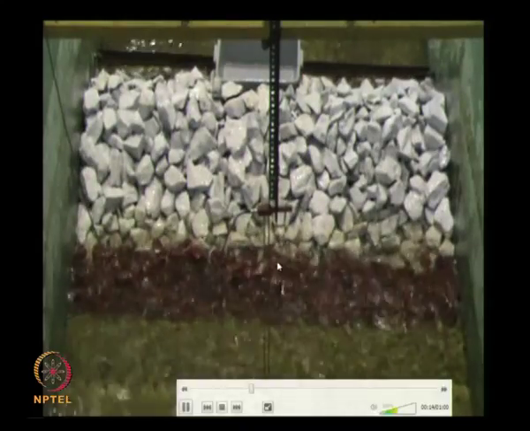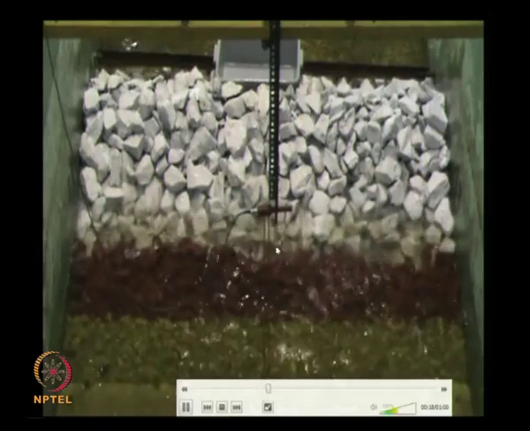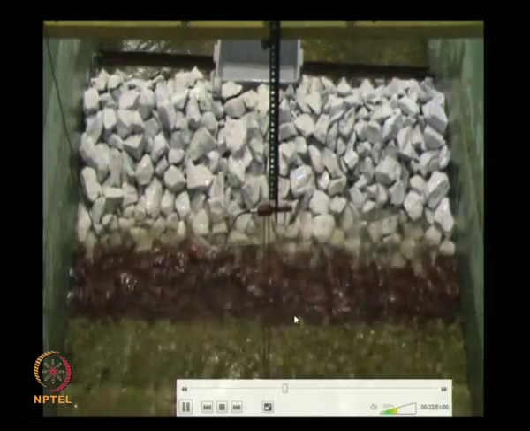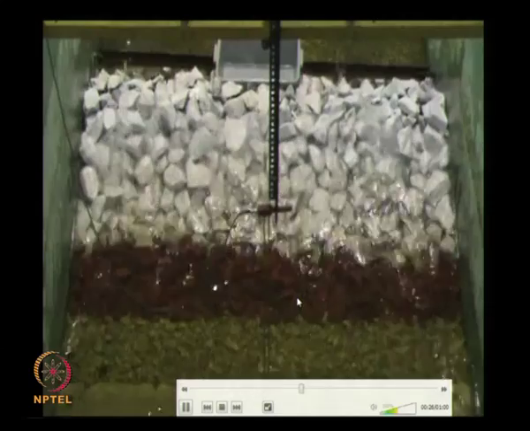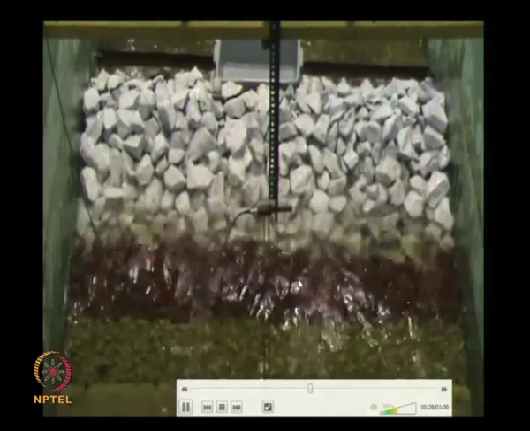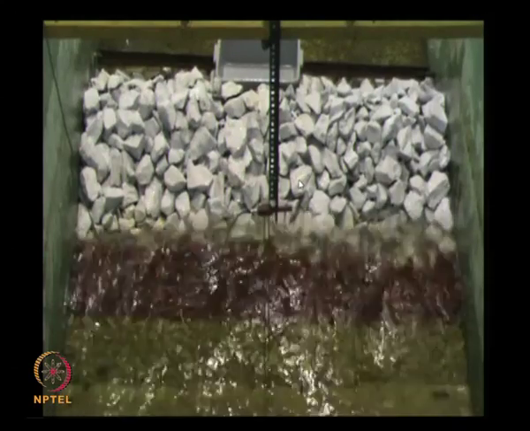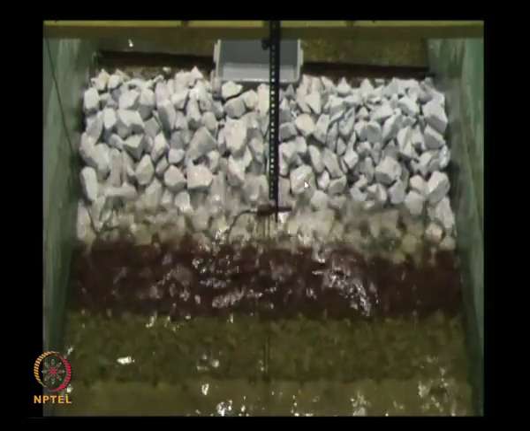What kind of damage will there be? 5% damage, I was telling. Damage is that some of these armor units may roll down, may fall down. That is called the damage. Once the damage has happened, after the storm has subsided, you can go and replace the armor units. No complete collapse.